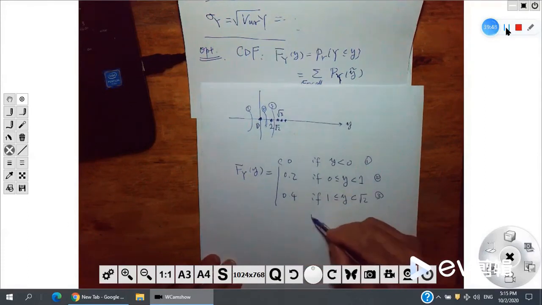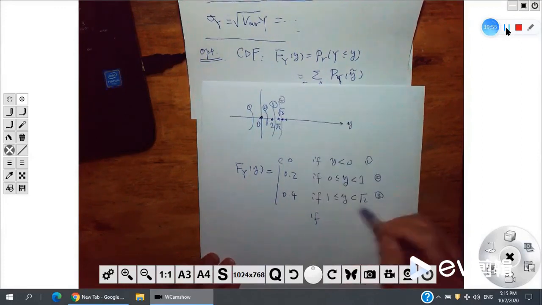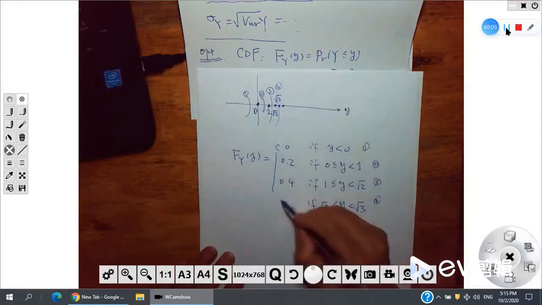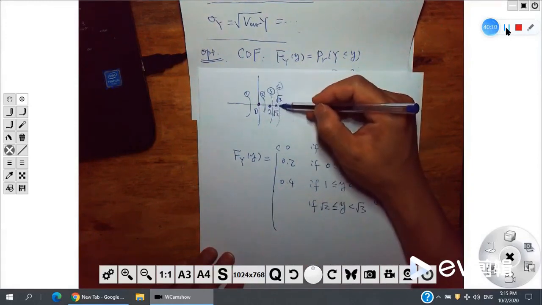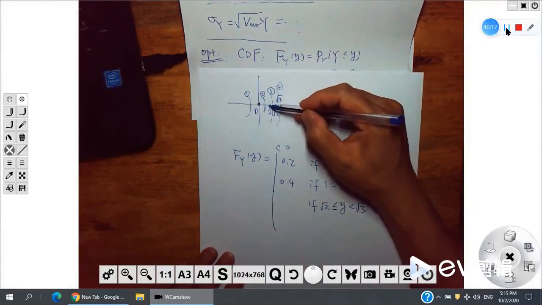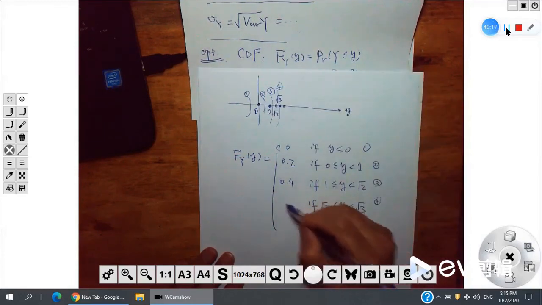And if, okay, it's here. This is the fourth case: square root of 2 smaller than or equal to y, and smaller than square root of 3. Here we have 3 possible values, right? So the probability, 3 times 0.2, is 0.6.